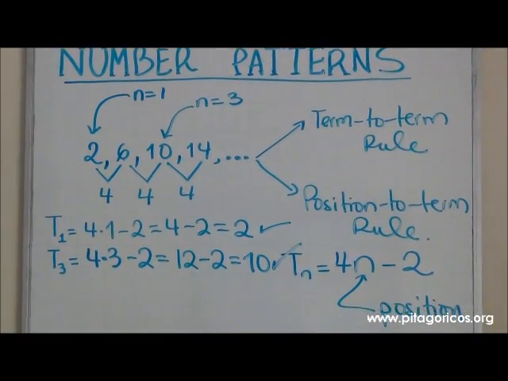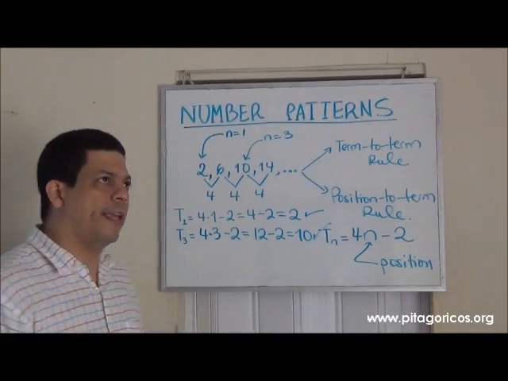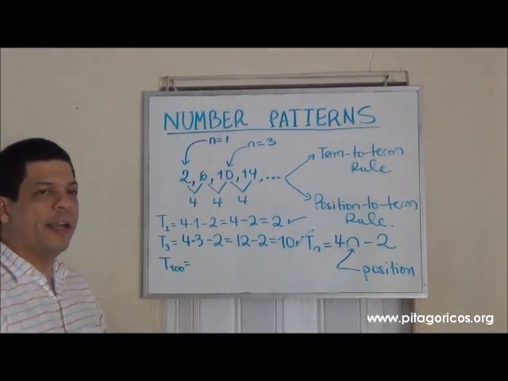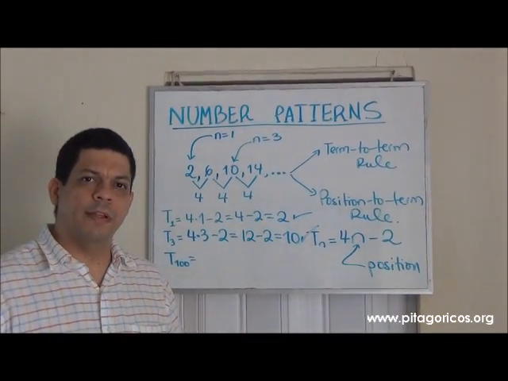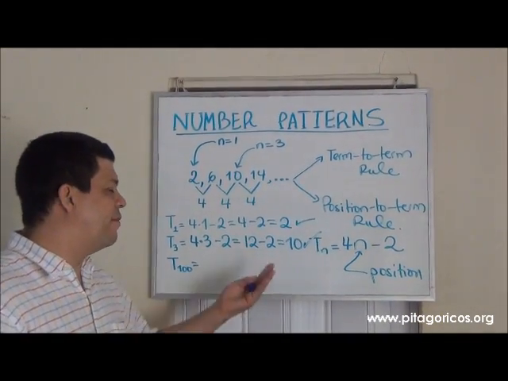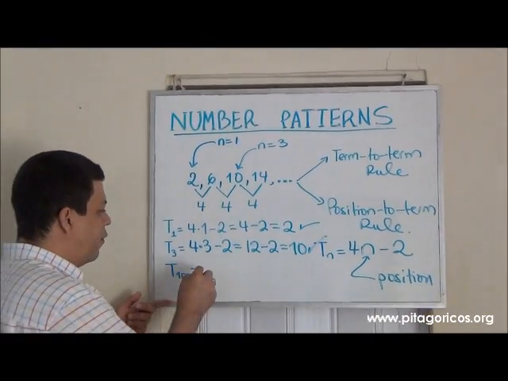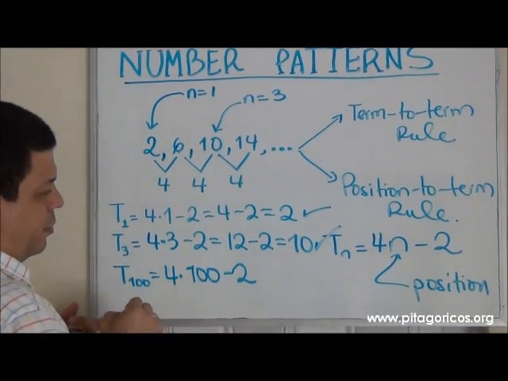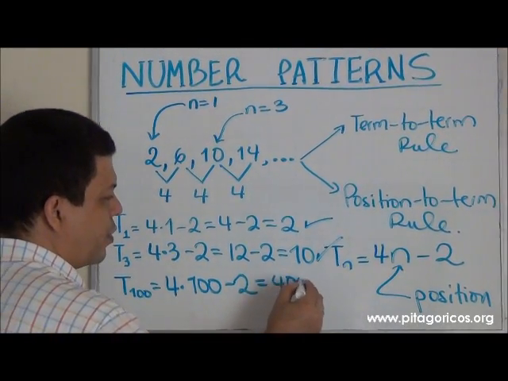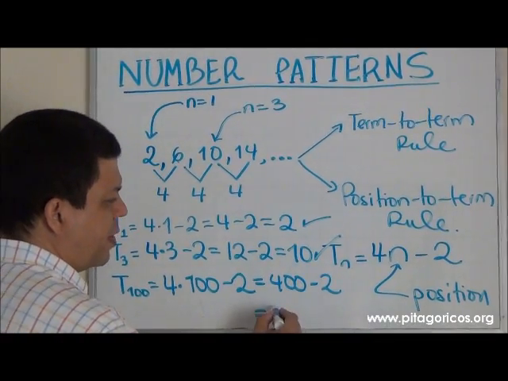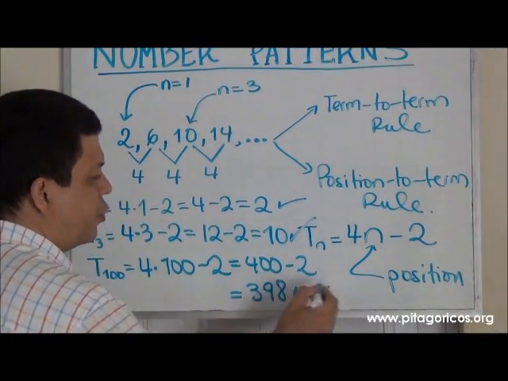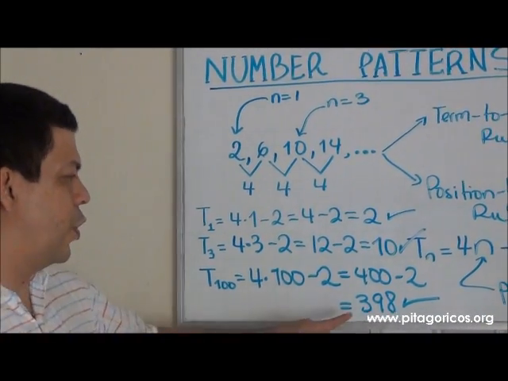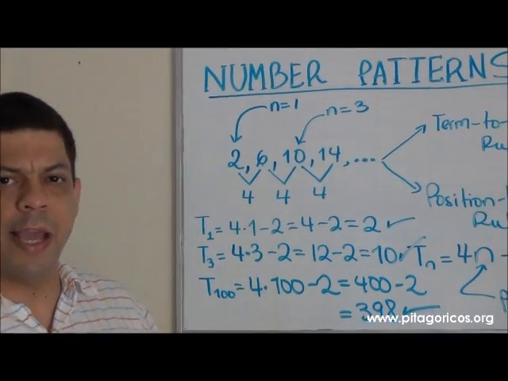And the good thing is that if we are ever asked to find, let's say, the term in position 100, we don't have to find the 99 terms before this one. We can just go ahead with the formula and find it on the spot. I'll show you. 4 times 100, and then minus 2. That would give me 400 minus 2, and that's going to give me 398. You don't have to get all the terms before the 100th to know that the term in position 100 is 398.